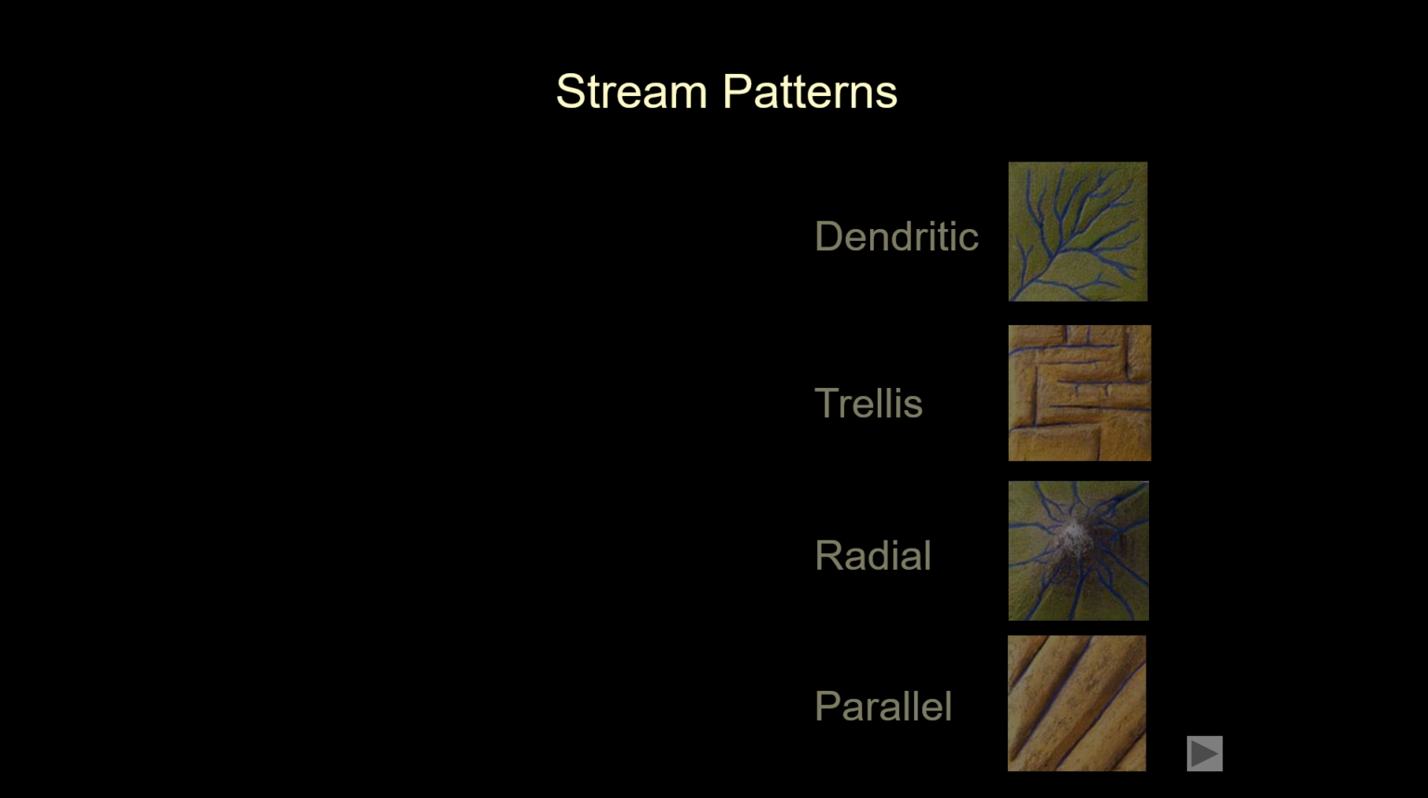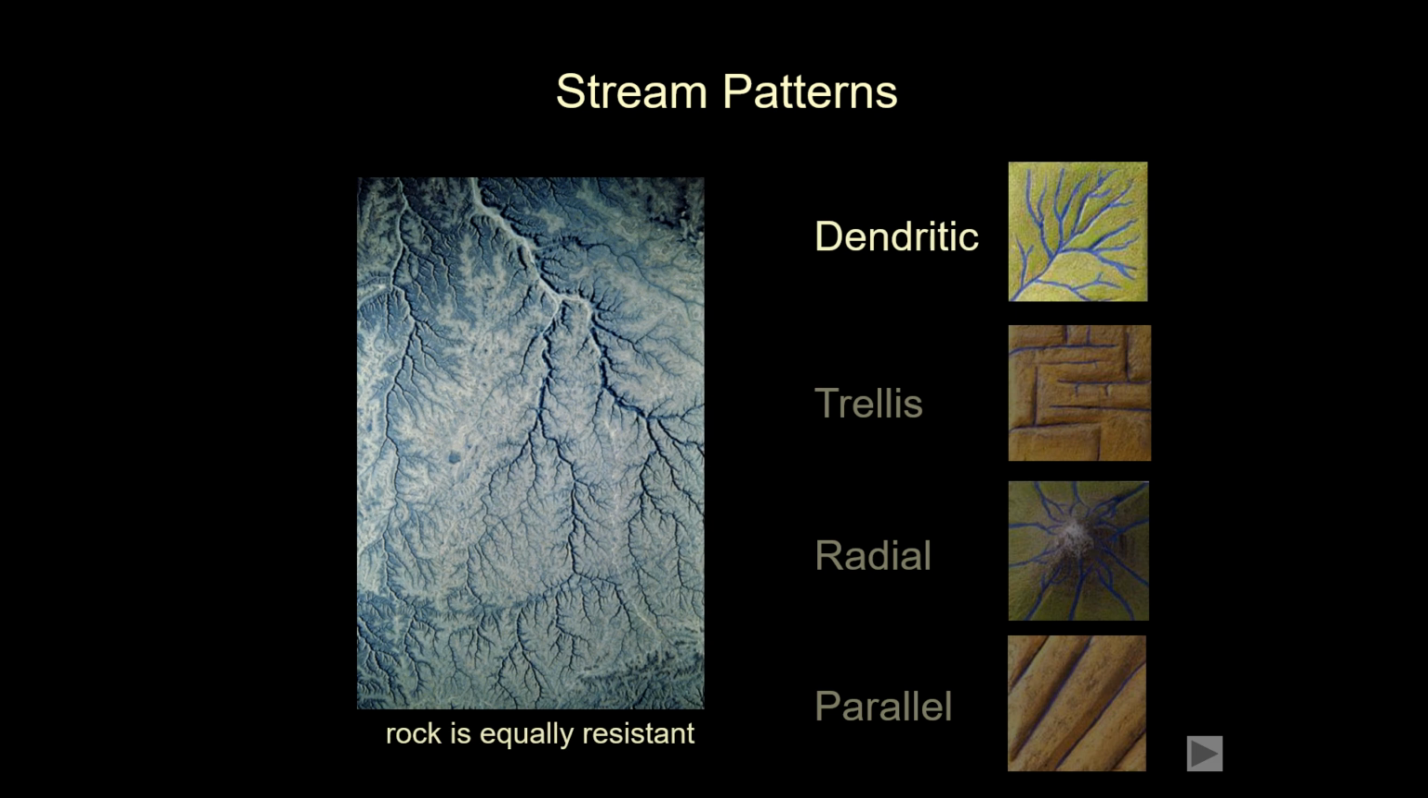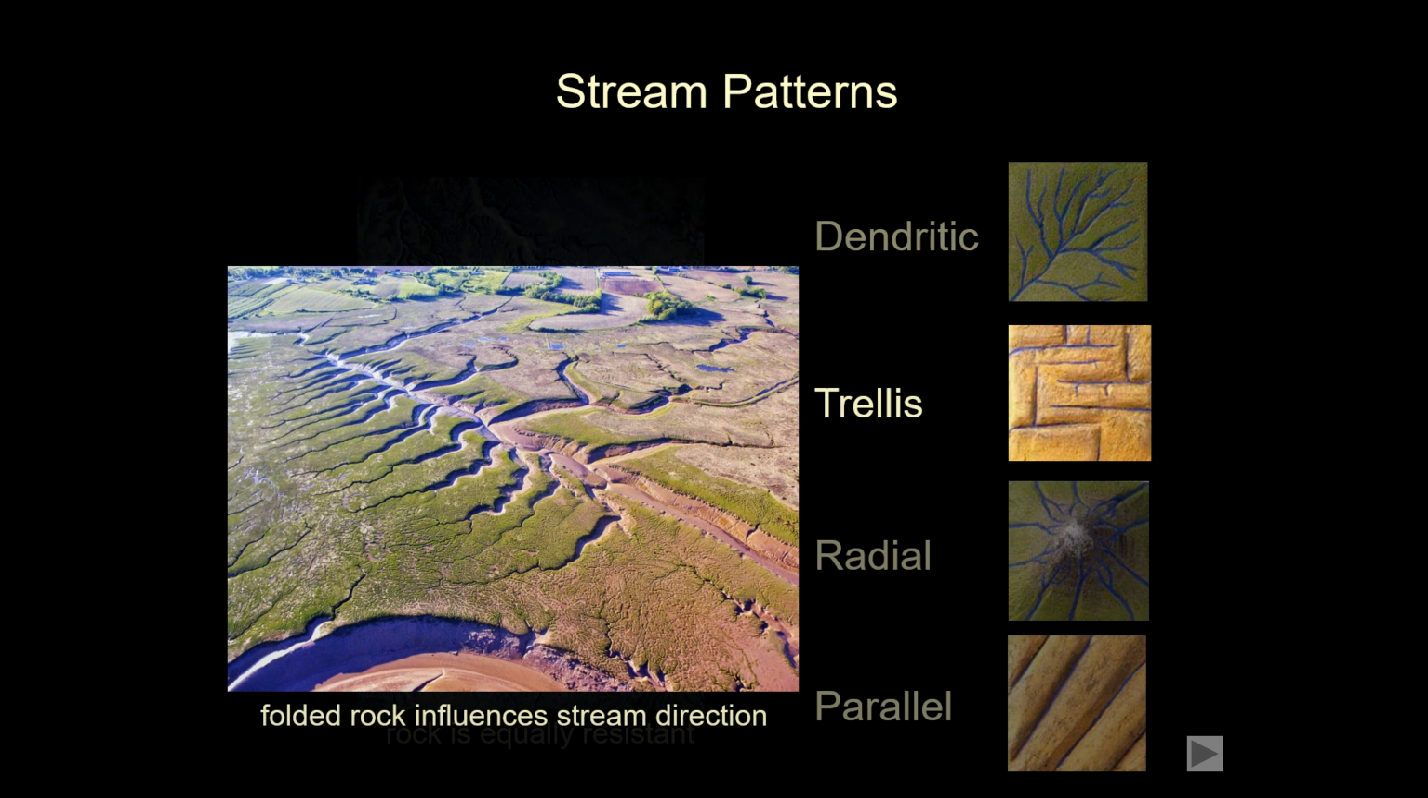Let's walk through some stream patterns, and as I talk about these, think about whether each one of these is a consequent or a subsequent. So we'll start with dendritic. What do you think about dendritic? Is it consequent or subsequent? Remember, consequent is only influenced by the lay of the land, the topography, and subsequent would be something that's definitely influenced by underlying geology. So if you said consequent, you're correct for the dendritic pattern. The trellis, yeah, that's a subsequent. We've got something going on there that's controlling the direction, some influence from the rock that these streams are flowing across.